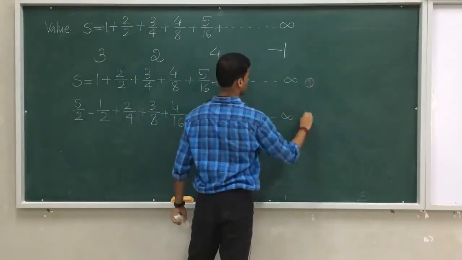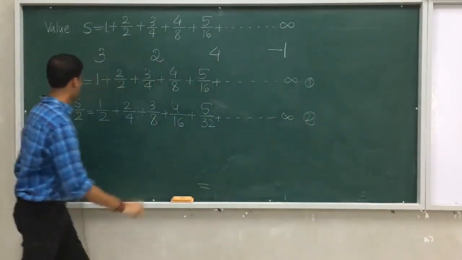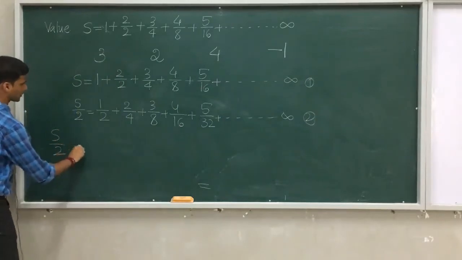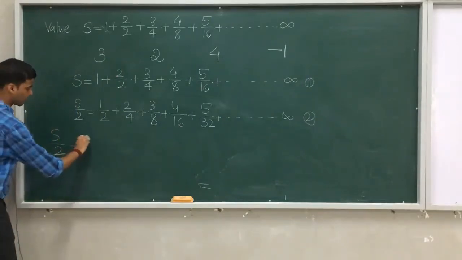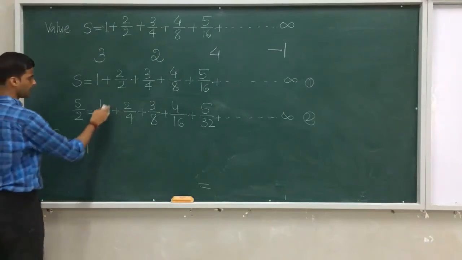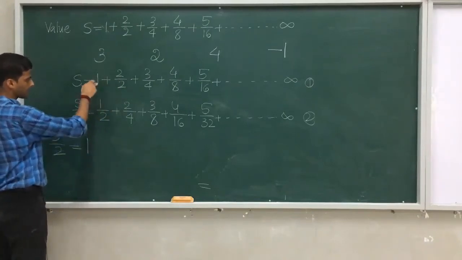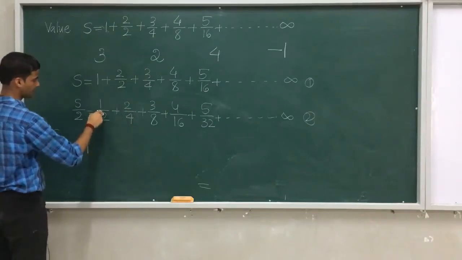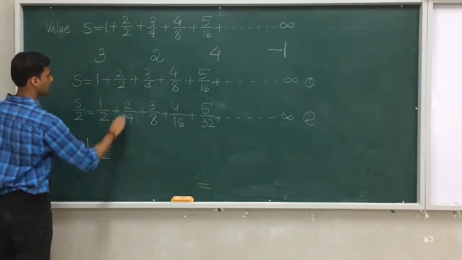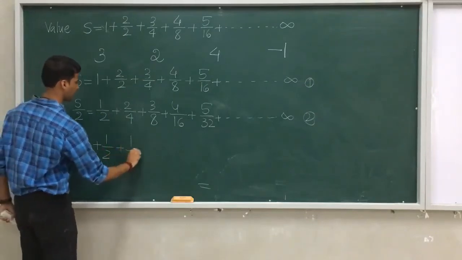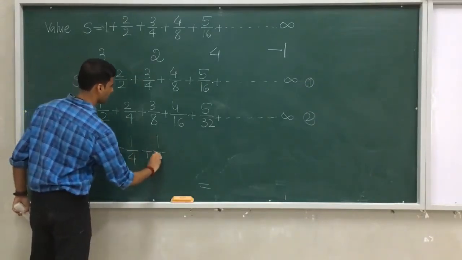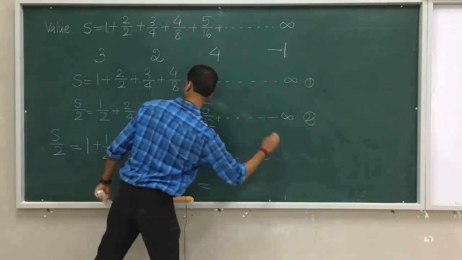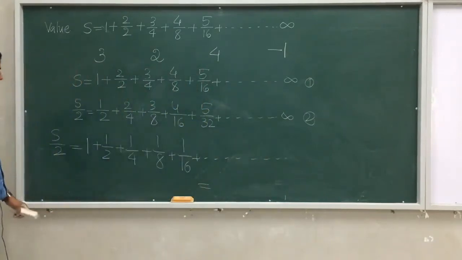This is 1, this is 2. I will write 1 minus 2. So 1 minus 2 is S by 2 only. Now again I will use the same technique. I will subtract this with this, this with this, this with this. So 2 minus 1 is 1 by 2. 3 minus 2, 1 by 4, 1 by 8, 1 by 16. Okay.